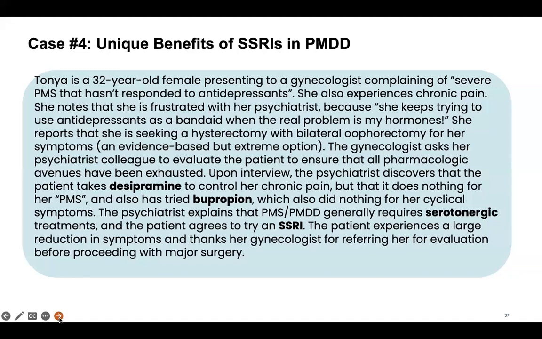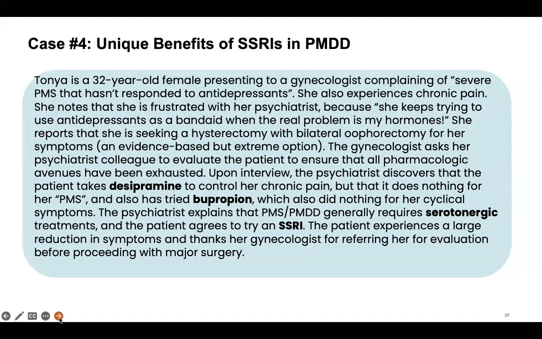So here's another case example to illustrate the unique benefits of SSRIs in PMDD. Tanya is a 32-year-old female presenting to a gynecologist complaining of severe PMS that hasn't responded to antidepressants. She also experiences chronic pain. She notes that she's frustrated with her psychiatrist because she keeps trying to use antidepressants as a Band-Aid when the real problem is her hormones.